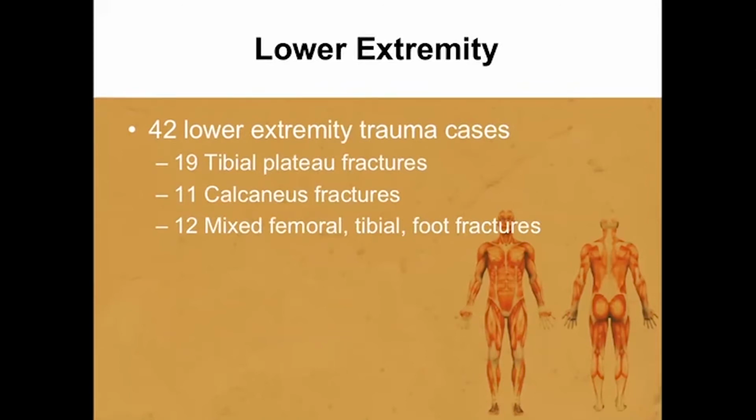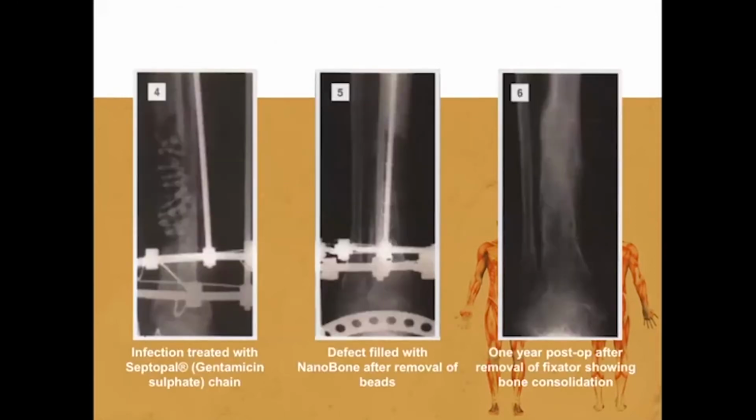A lot of these for me are going to be tibial shaft defects from open fractures. Theirs were tibial plateau fractures, as well as others. These are some of the, one example from that particular case was an open fracture, you can see a very large area of bone defect in the tibia.